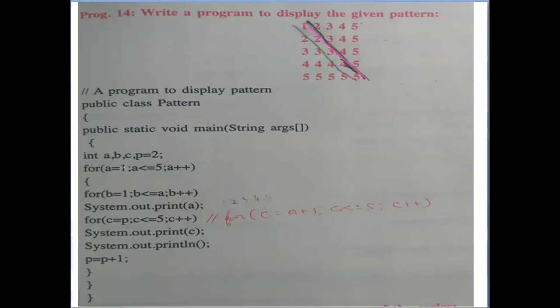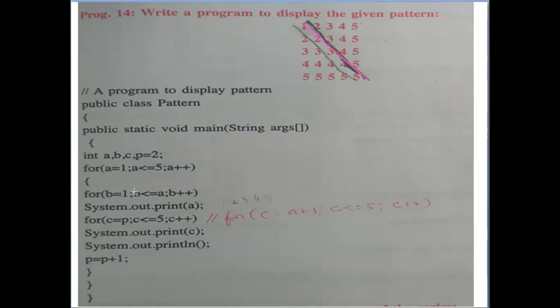Now, A starts from 1, A is less than 5, A plus plus. 5 times the loop will repeat, meaning 5 rows of output we'll get. B starts from 1, B is less than or equal to A. Means 1 is equal to 1. It prints 1. See, this 1 is printed because of this inner loop.